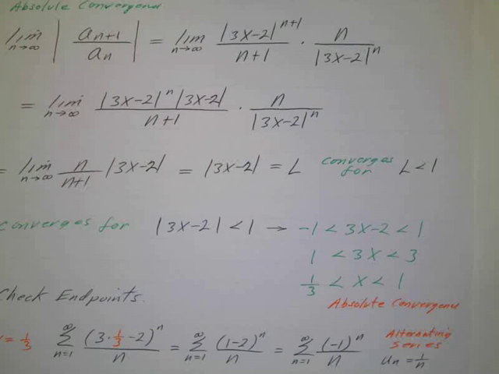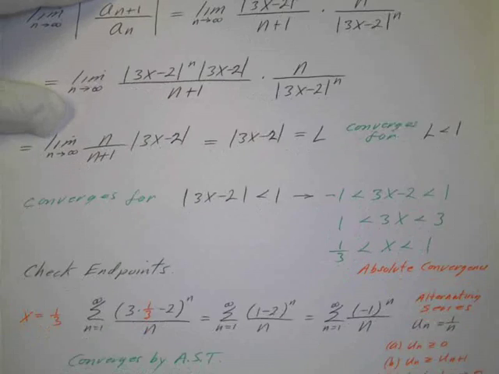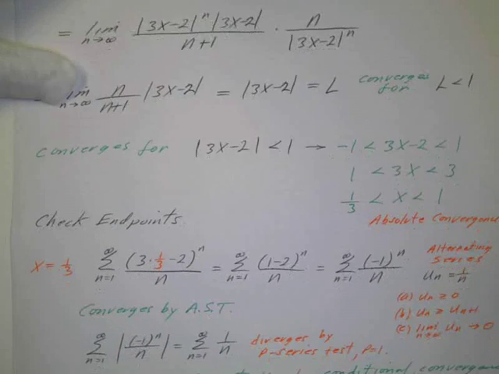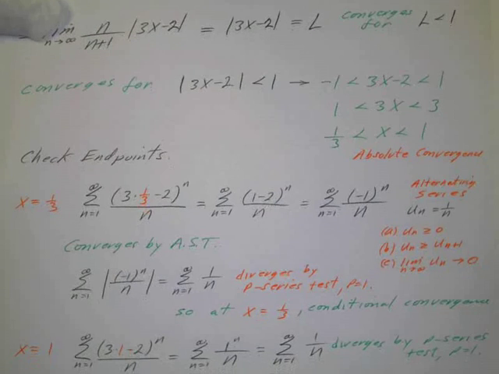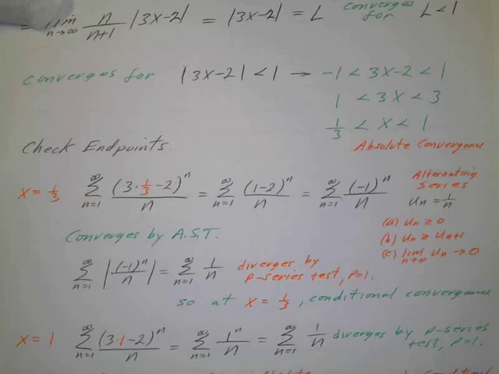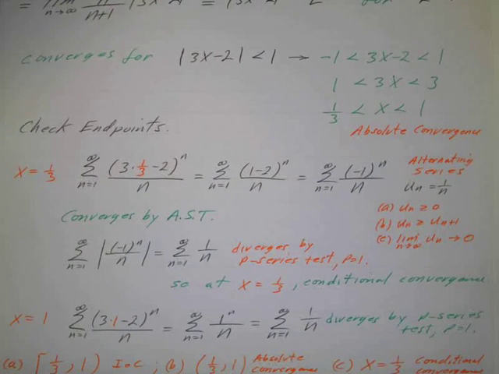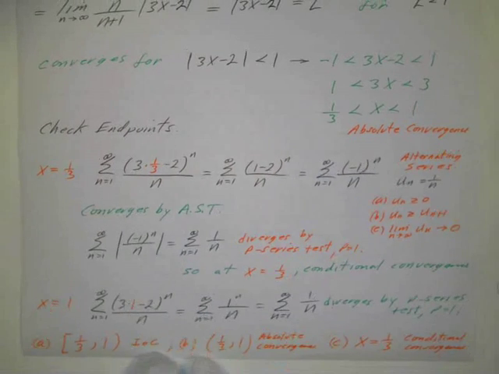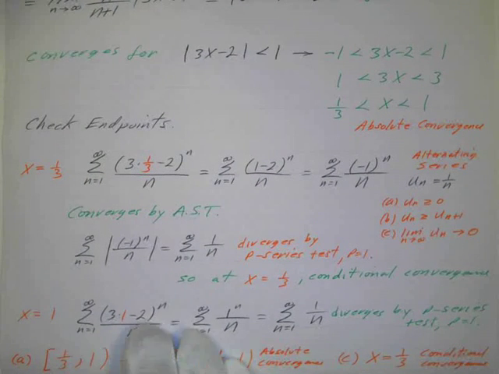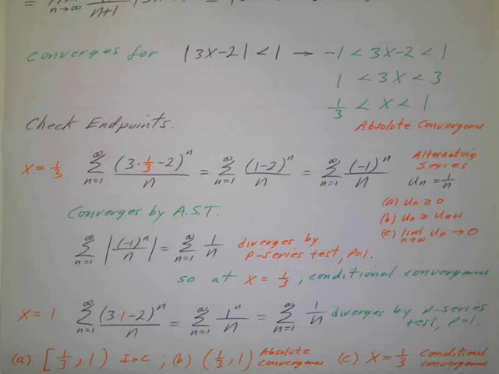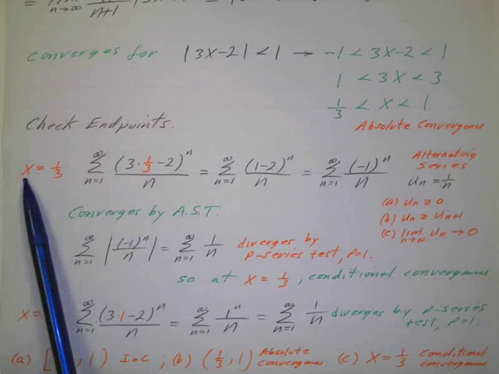Now the interval of convergence will be all the points where it converges, so we have to check the endpoints. Be careful that you follow this, because this terminology could be a little confusing, so make sure you follow all this stuff here. Try to get this up so everything's in frame. Okay, I think I got it. So that's absolute convergence. Now let's check the endpoints.